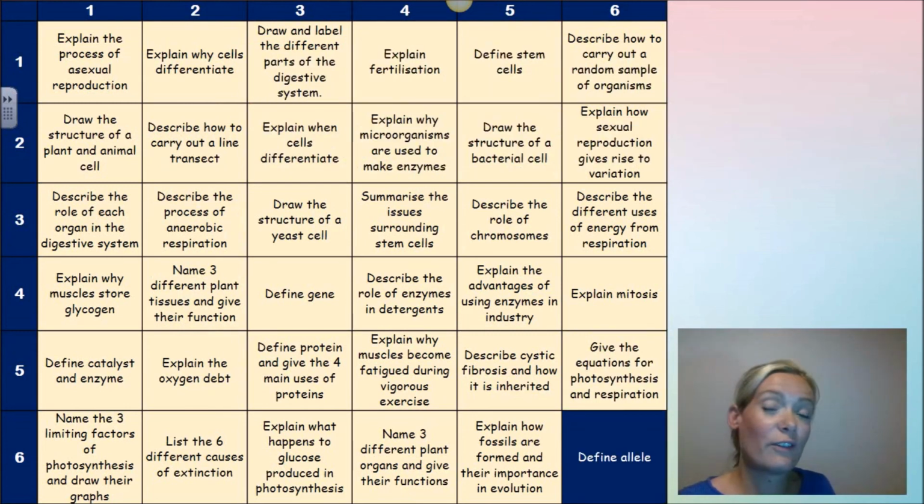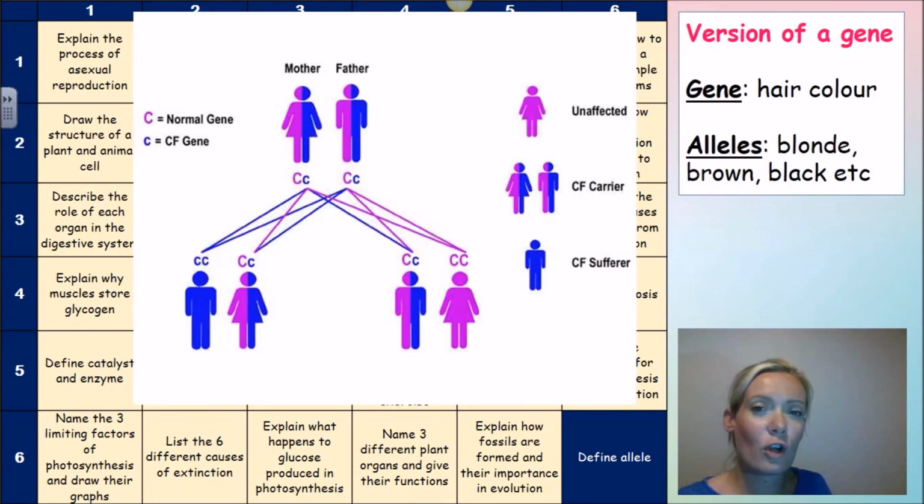Okay, and finally for your B2 revision, we're looking at defining an allele. Okay, an allele is a version of a gene. So for example, if we have a gene which is hair colour, our versions would be blue, brown, black, for example. In this one here, you can see the diagram.